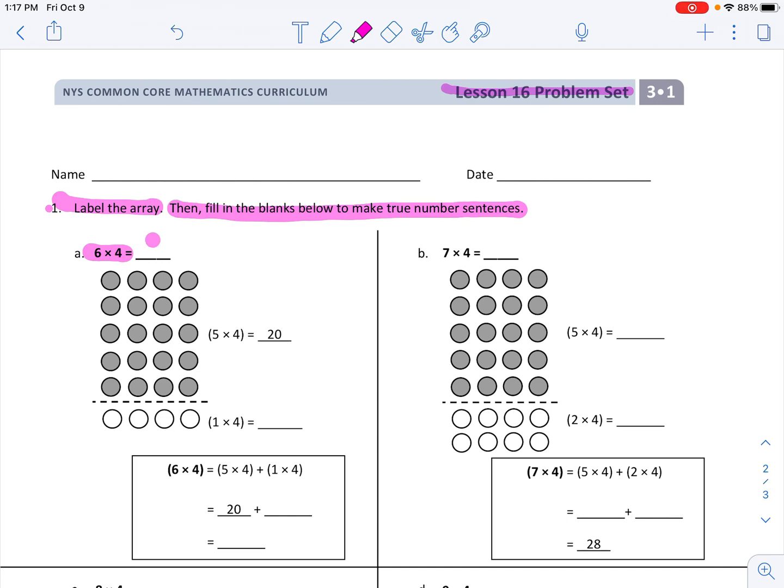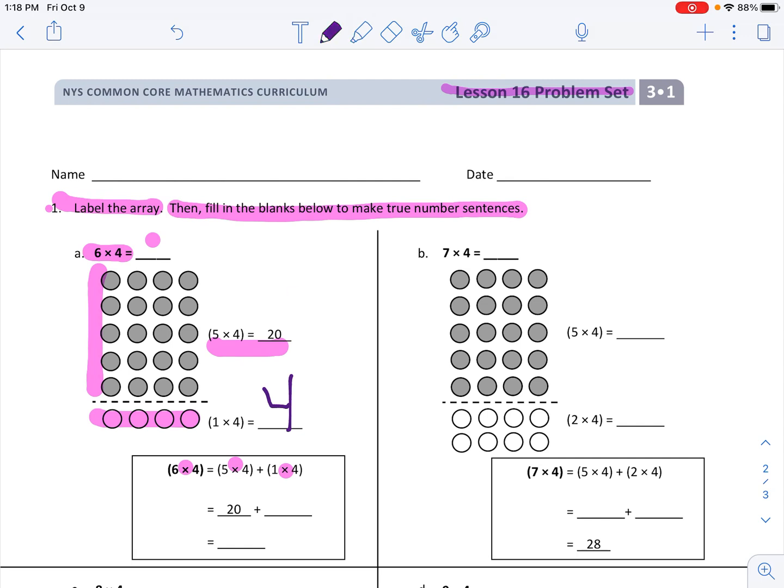So they're showing me that in this top part of the array, that is 5 rows of 4, and that equals 20. So now down here, in this white part of the array, I have 1 row of 4. How much is in that row? It's 4. Underneath here, they're showing us the whole array, 6 times 4, equals the top part of the array, the gray circles, which is 5 times 4, plus the white circles, which is 1 times 4.